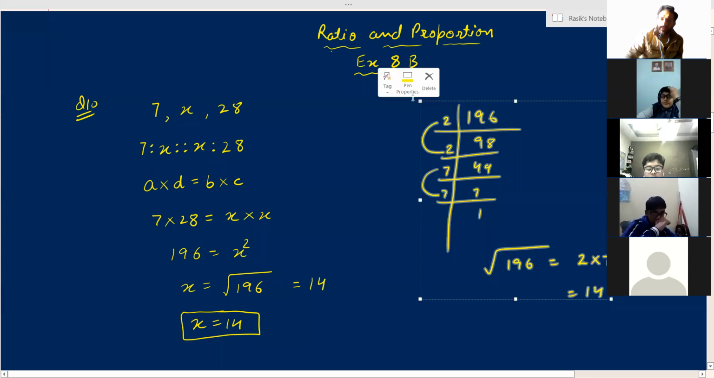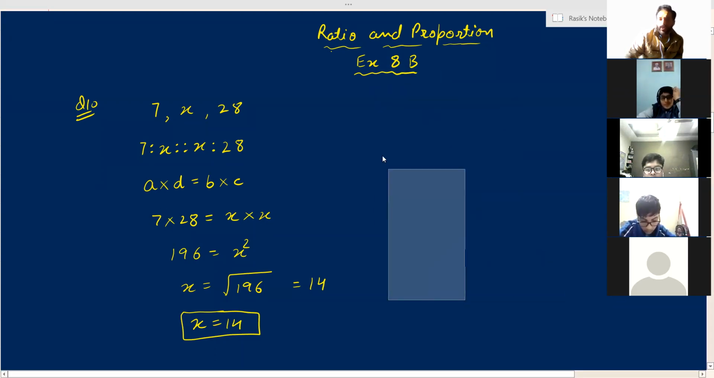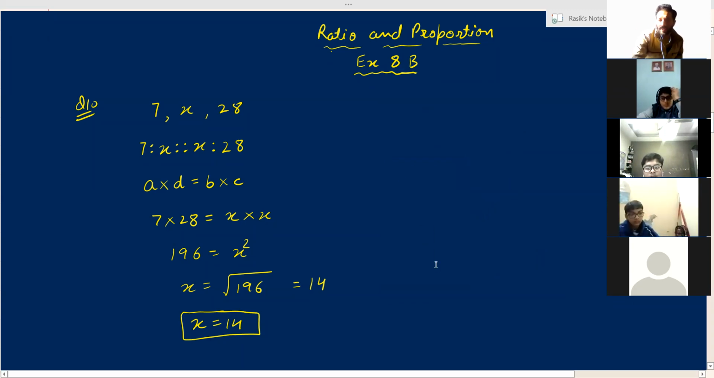And I will tell you a method by which you can find the square root of a number orally if it is a perfect square, even if it is a large number. Suppose you are finding the square root of 2025, the square root of 2025 is 45. I will tell you that method later on.